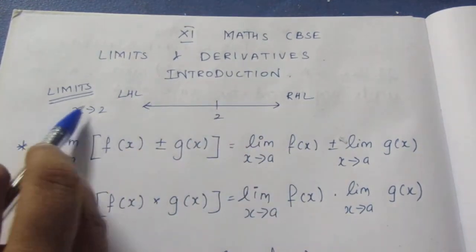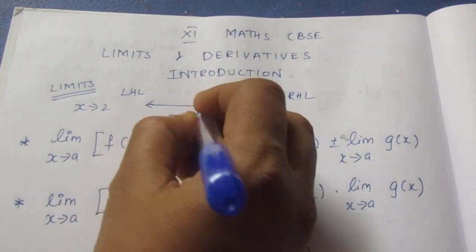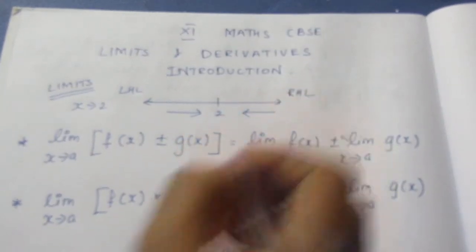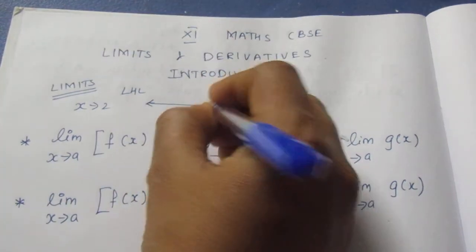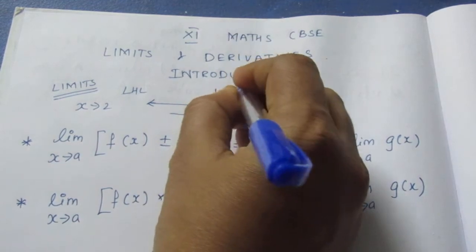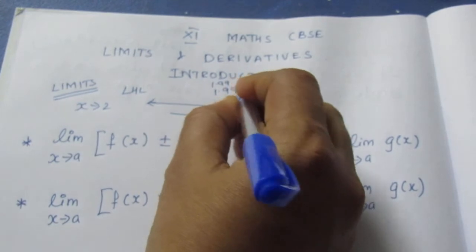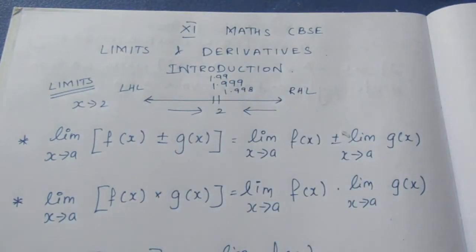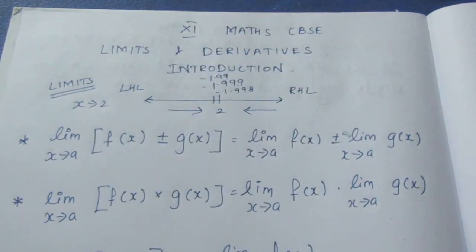If x is reaching to 2, x can reach 2 on the number line from the left side or from the right side. Any side it can reach to 2. It is not actually equal to 2. It is closer to 2. That means the number can be 1.999 or 1.99 or 1.998. It can be any number on the left hand side or on the right hand side. It is not nearly 2. It is just a number which reaches to 2.